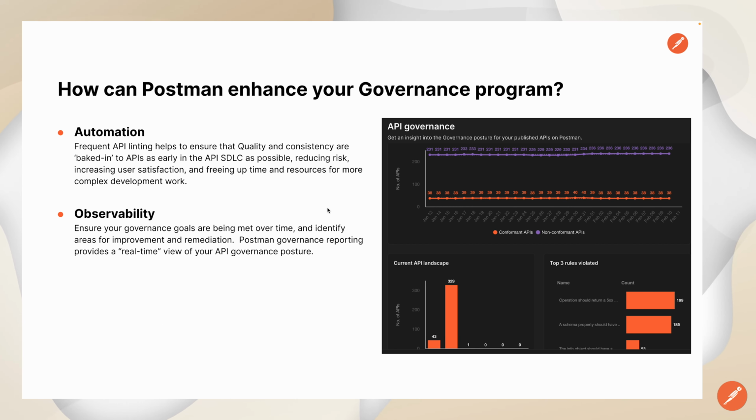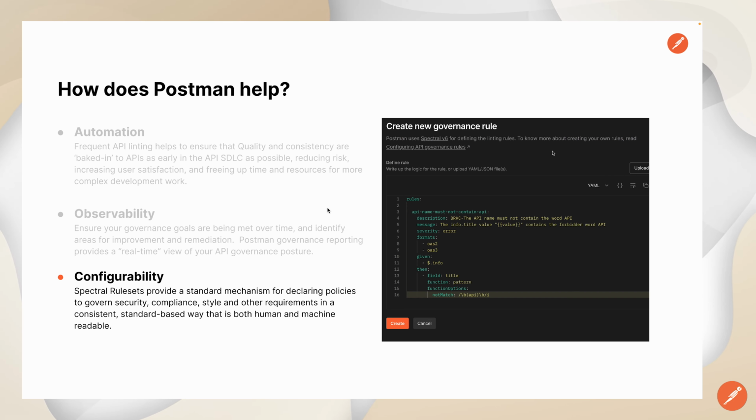In our last video, we covered how Postman enables your team to automate your governance processes and to maintain awareness of the governance posture of your entire API portfolio. In this video, we'll cover configurability. All enterprises need API governance, but every enterprise has their own specific requirements. We'll focus on how you can configure Postman to meet any governance requirement, including defining your own portfolio of governance rules using OAS Spectral Rulesets.